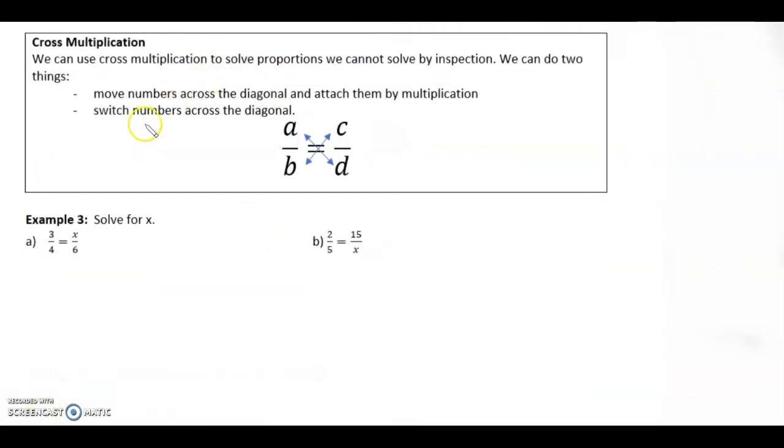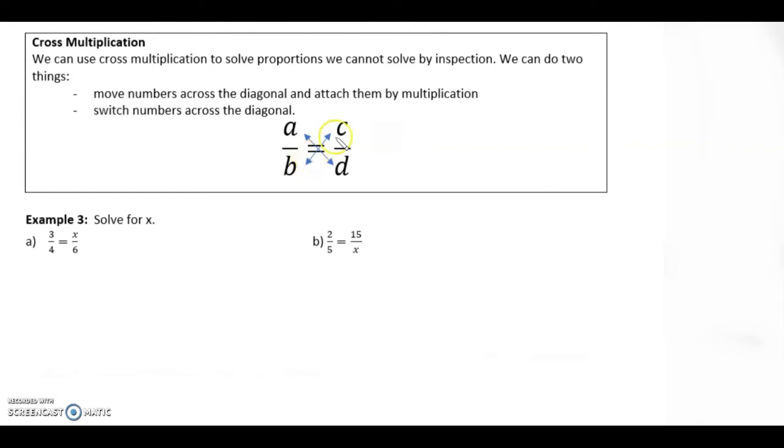Okay, cross multiplication. We can use cross multiplication to solve for proportions we cannot solve by inspection. So the previous two questions were quite easy, so we can just look and we can tell. But these ones probably not so much. We can do two things. Move numbers across the diagonal and attach them by multiplication, or switch numbers across the diagonal.